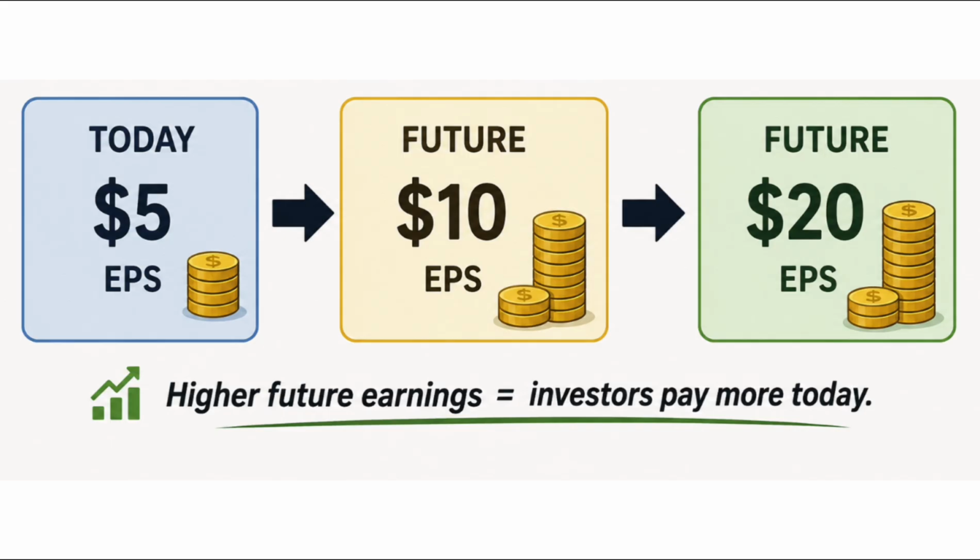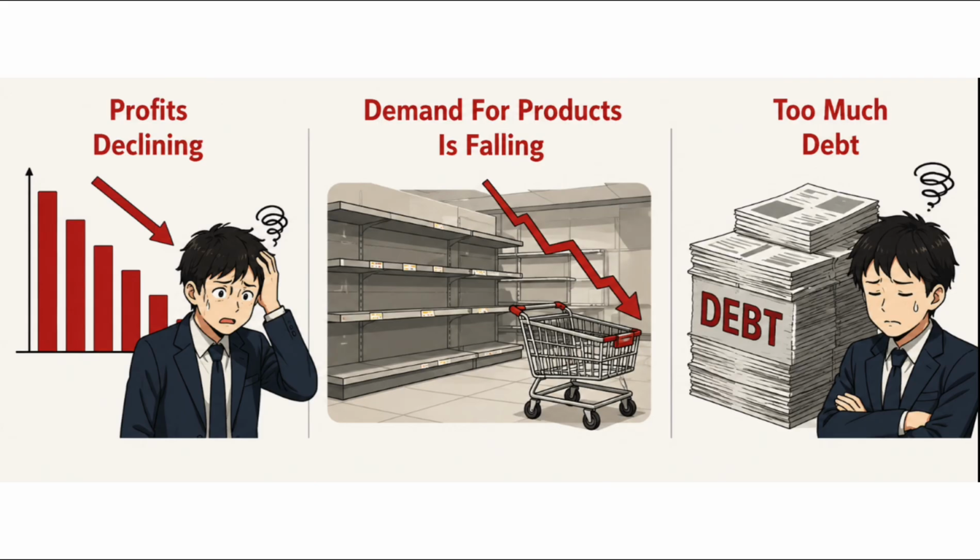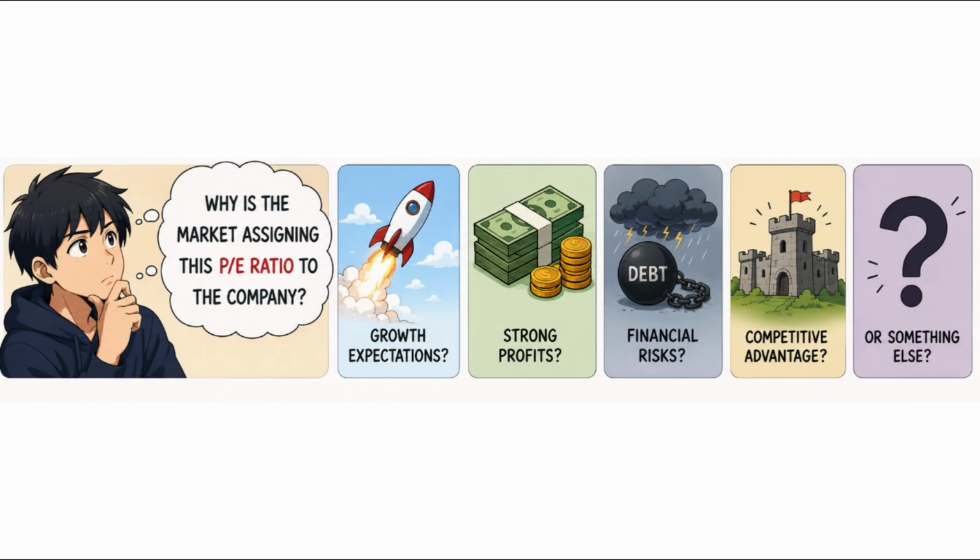A company with a high PE often has strong growth expectations. Investors believe its earnings will grow significantly in the future, so they're willing to pay more today. On the other hand, a low PE might mean the company is undervalued, or it could mean the business is facing serious problems. Maybe profits are declining, maybe demand for its products is falling, maybe the company has too much debt. That's why the PE ratio should never be looked at in isolation. Always ask yourself, why is the market assigning this PE ratio to the company?